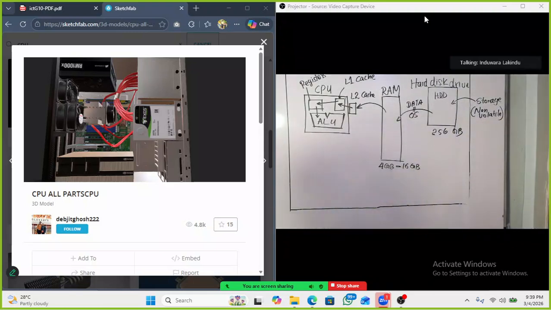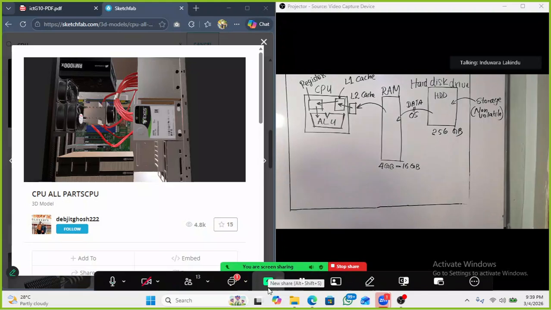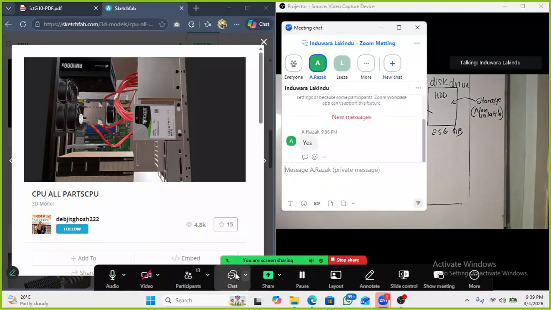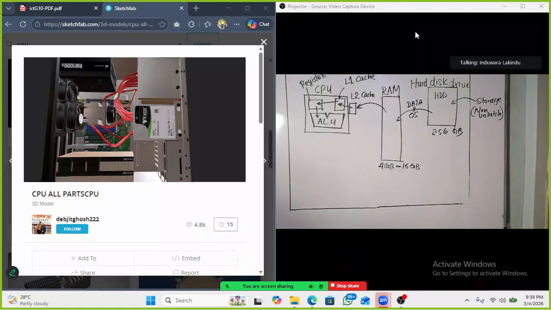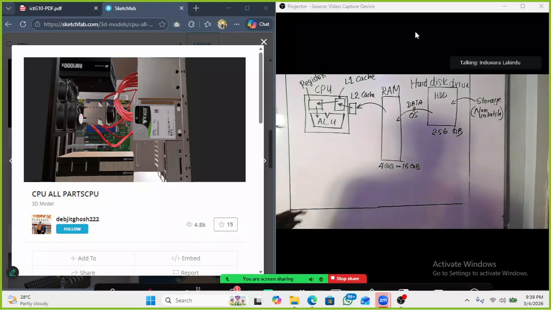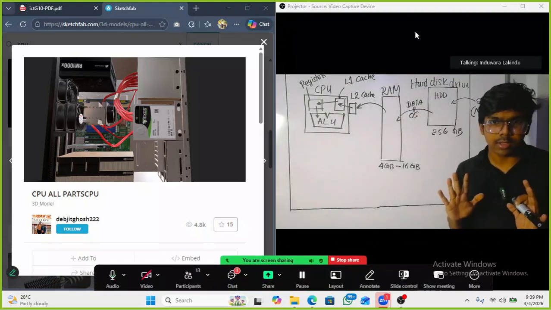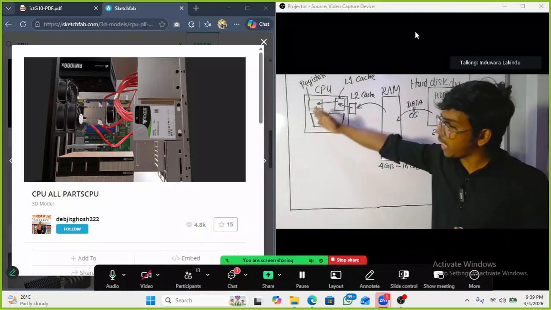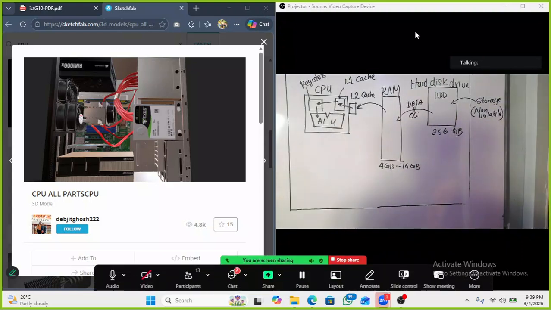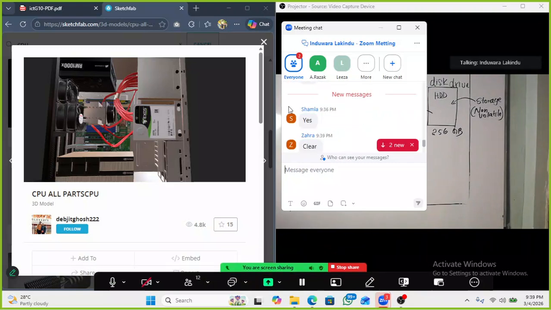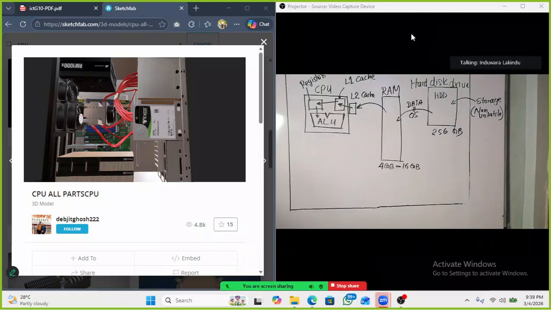Up to here, tell me, is this thing clear first? Or if you have any doubts, please tell me. Yes, clear. Is this part clear up to now? This is the order it loads to the system. Okay, clear.